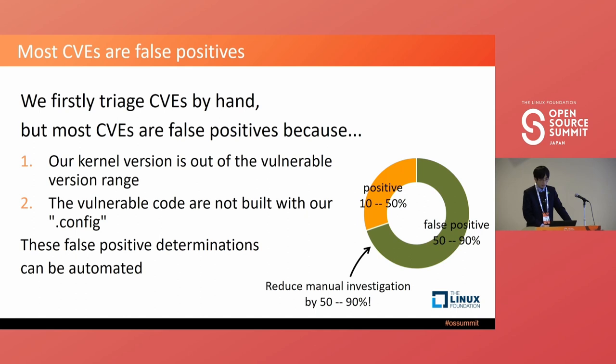There are two main reasons for false positives. The first reason is that our kernel version is out of range of the vulnerable version. The second reason is that the vulnerable code is not built with our configuration. So in this talk, I will show you how false positives are reported and how to automate the determination of false positives. By automating the determination of false positives, we can reduce the manual investigation by 50 to 90% compared to the traditional method.